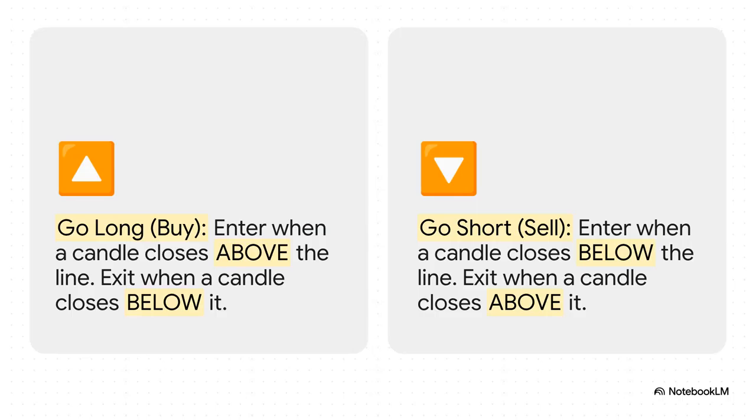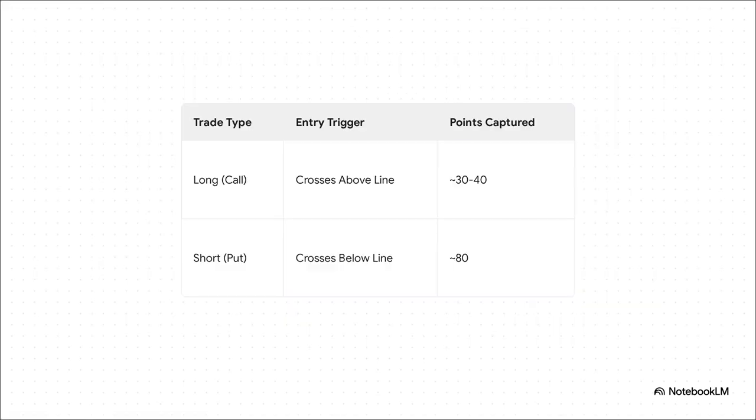The rules here are just beautifully simple, and they're perfectly symmetrical. To go long, so to buy, you just wait for a price candle to close clearly above our line. That's your entry. You then stay in that trade until a candle closes clearly back below the line. To go short, you do the exact opposite. You wait for a close below the line to get in and a close back above the line to get out. Simple as that.